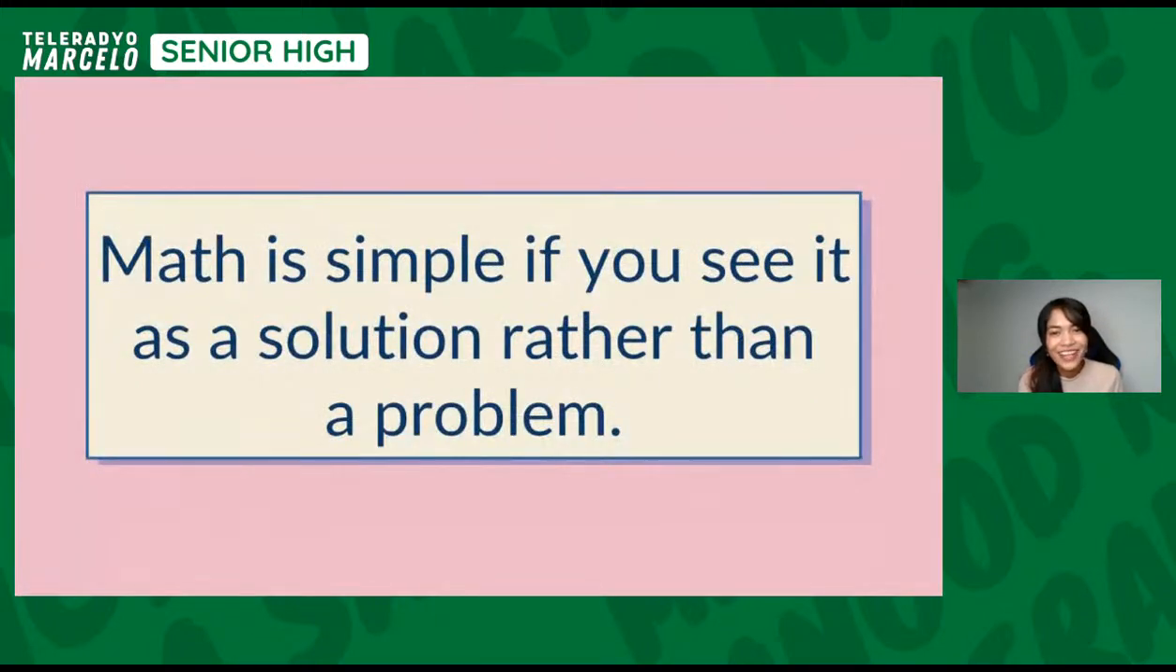So that concludes our discussion. Math will be simple if you approach it as a solution rather than a problem. Consider its significance in our daily lives and you will surely appreciate math. So don't focus on your difficulty in solving problems, but rather practice and achieve success in mathematics.